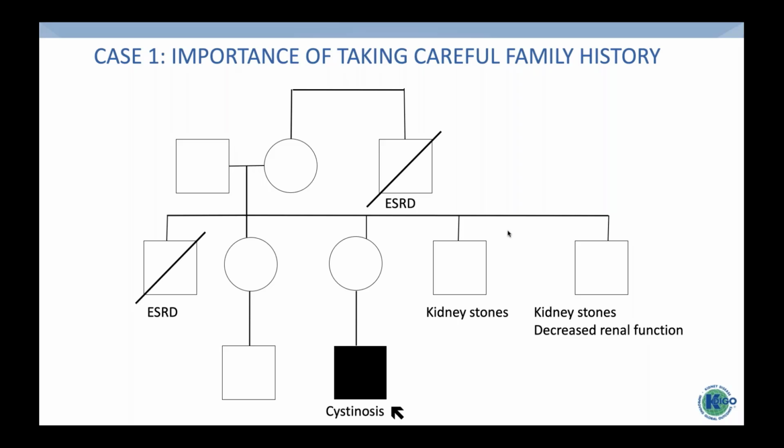So I took the family history, and as you can see, there were various persons in his family, all males, who had either end-stage renal disease and died from that at an early age, or had kidney stones and decreased renal function. This alerted me: could there still be a connection to the disease in this patient? Of course, cystinosis is a recessive disorder, so it could still be the case that this patient had cystinosis and nothing to do with all the other renal disorders in the family.